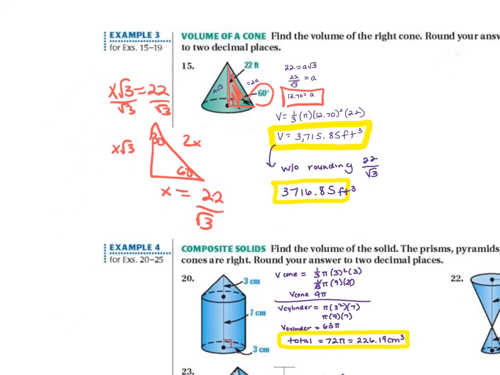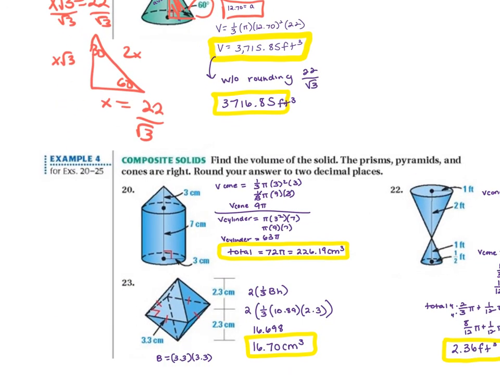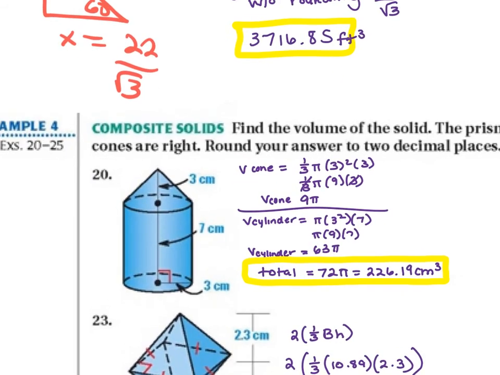And then number 20. Over here, we need to find the volume of the top cone and then the volume of the cylinder. So it's like a complex shape. So you're going to do 2 volumes and then add the answers. So if you're leaving it in terms of pi, it's 72 pi. I know the instructions said 2 decimal places. So then that answer would have been 226.19.